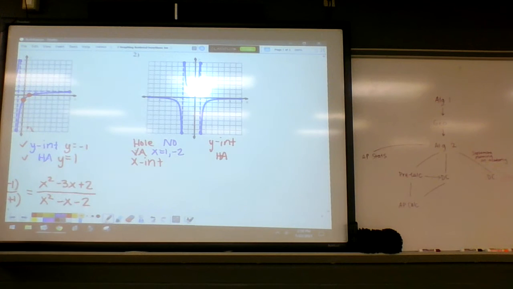It's really nice when they draw in the dotted lines, isn't it? You don't even really have to pay attention to the ends. You can just be like, oh, there's a dotted vertical line. That has to be a vertical asymptote, right?